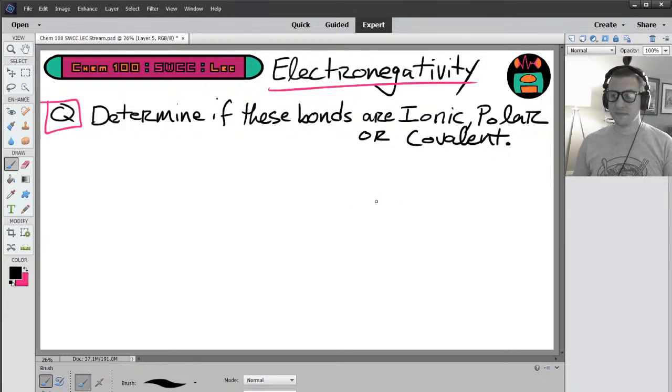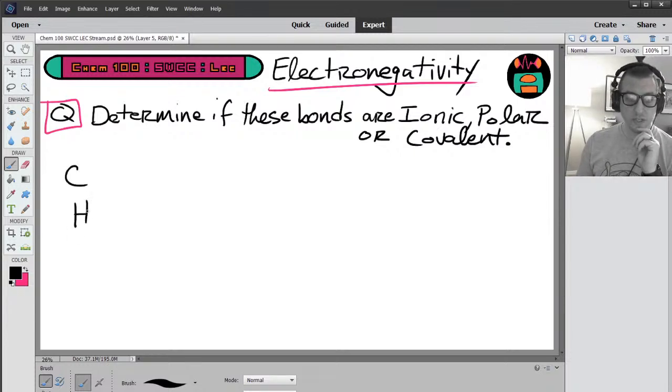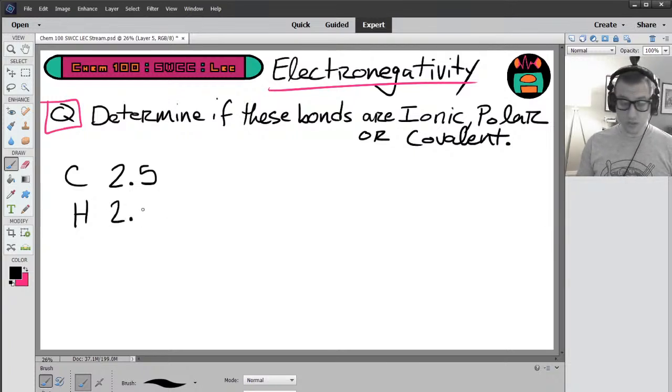So let's look at the bond between carbon and hydrogen. The first thing you've got to do is look up the electronegativity for carbon and hydrogen. These will be, by the way, provided for you on the exam. I'll tell you what they are in the problem. The electronegativity for carbon is 2.5. The electronegativity for hydrogen is 2.1.